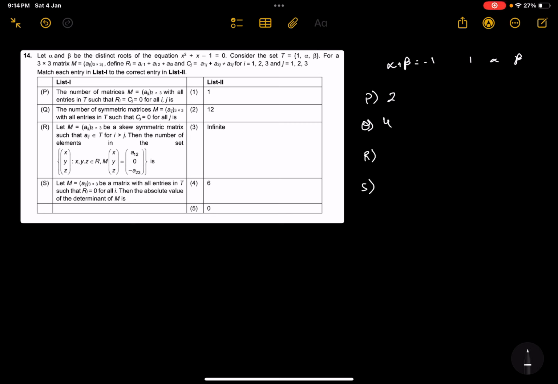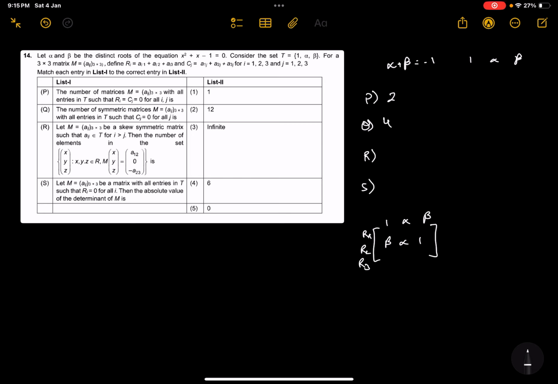First let's check S. Let it be a matrix with all entries in T such that the sum of each row is 0. This is really easy. The sum of the 3 elements in R1 is 0, R2 is 0, and R3 is 0. That means we must have 1, alpha and beta, one of each, in each row.